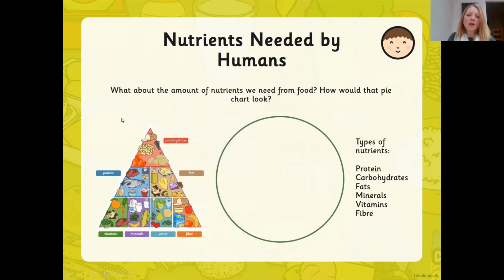So what about our nutrients? Well, this again is very, very similar. You should be eating more of what's at the top here, the carbohydrates, than at the bottom here, the fats. You also need to make sure that you're getting a good balance of fiber, water, and vitamins and minerals.